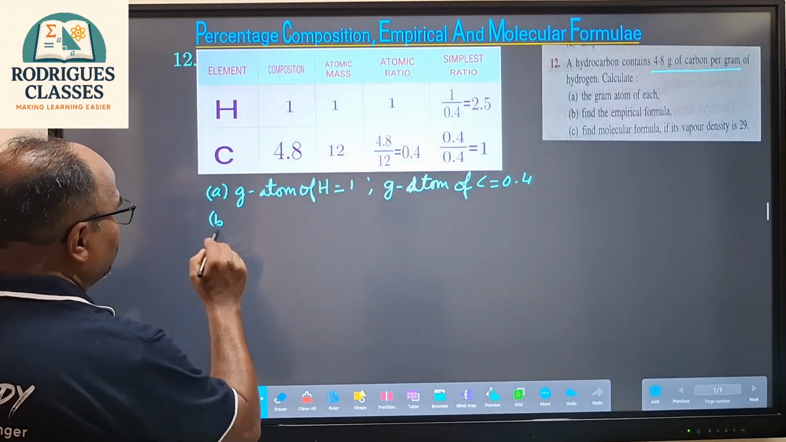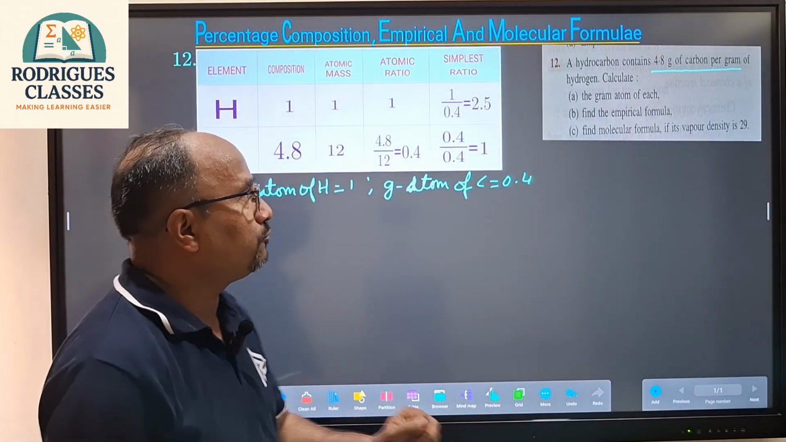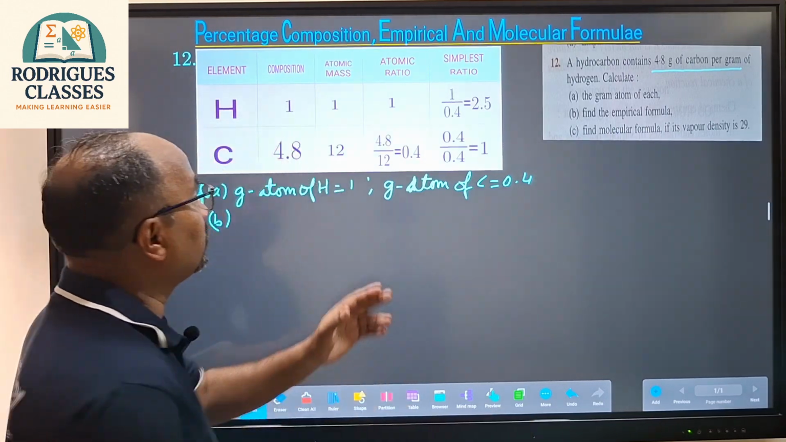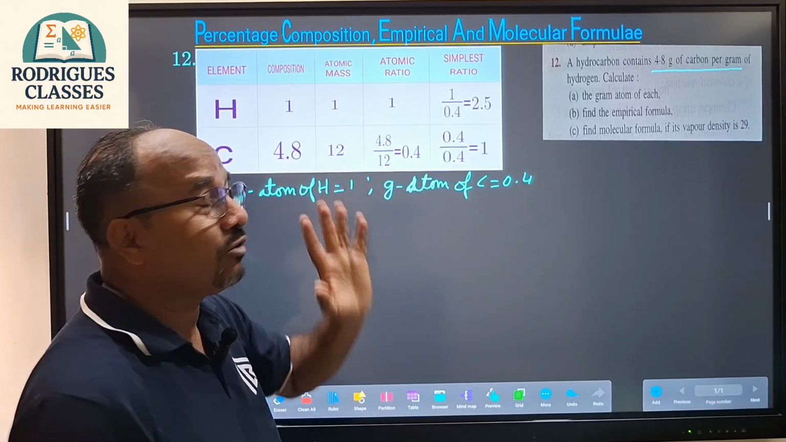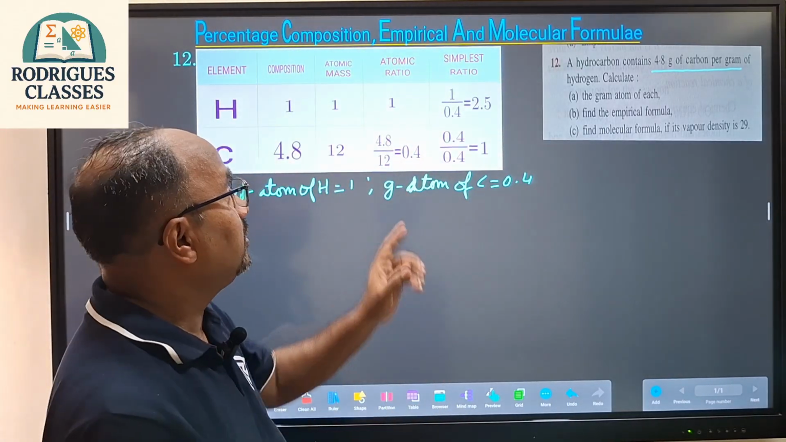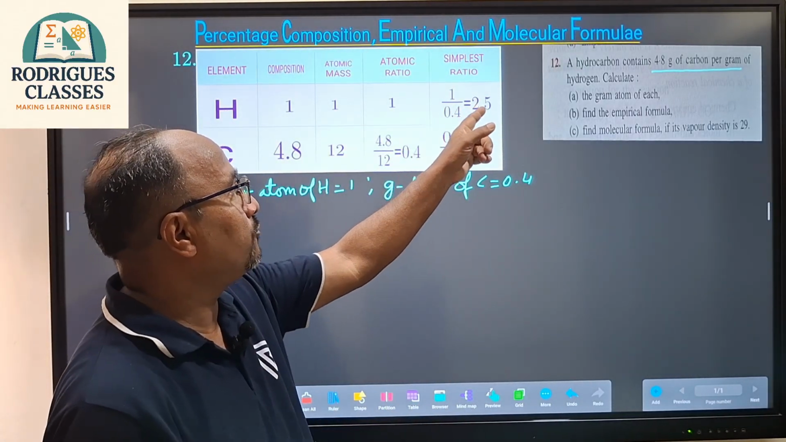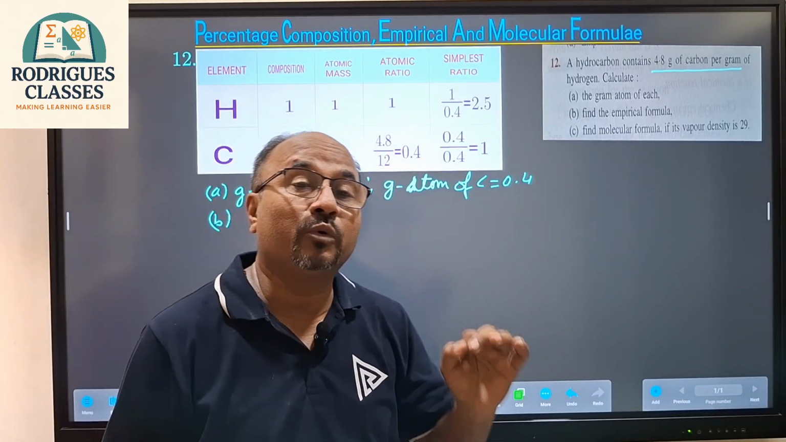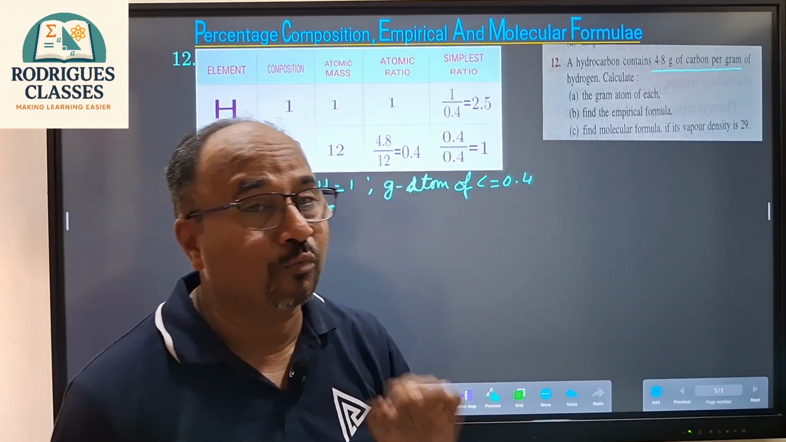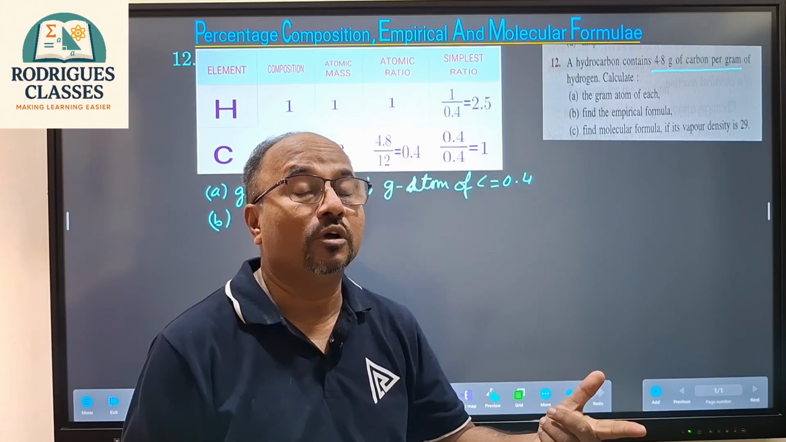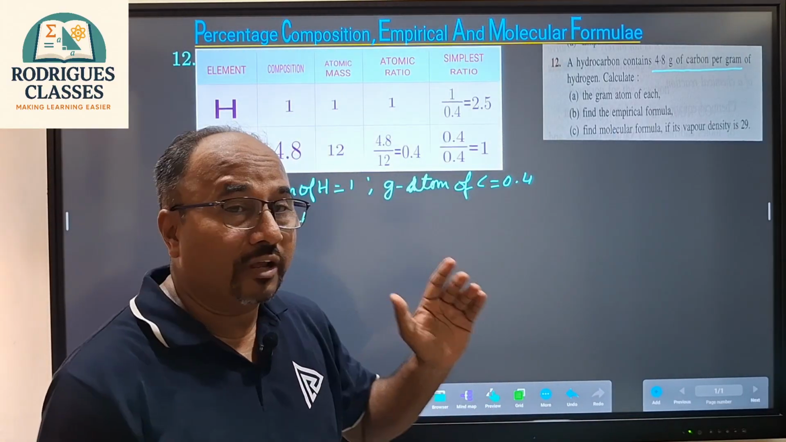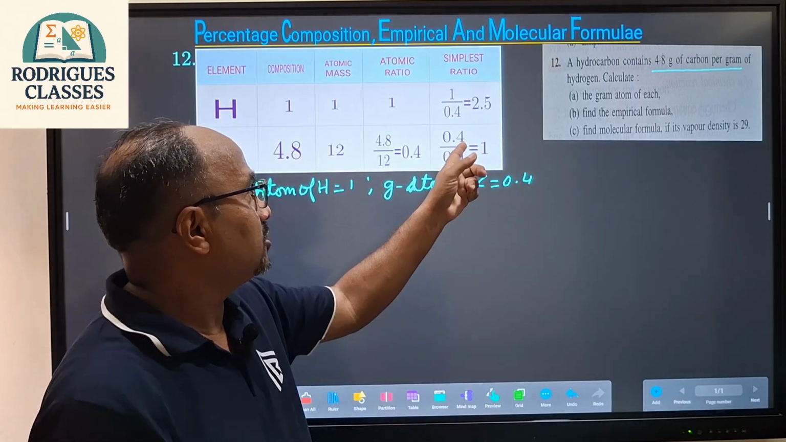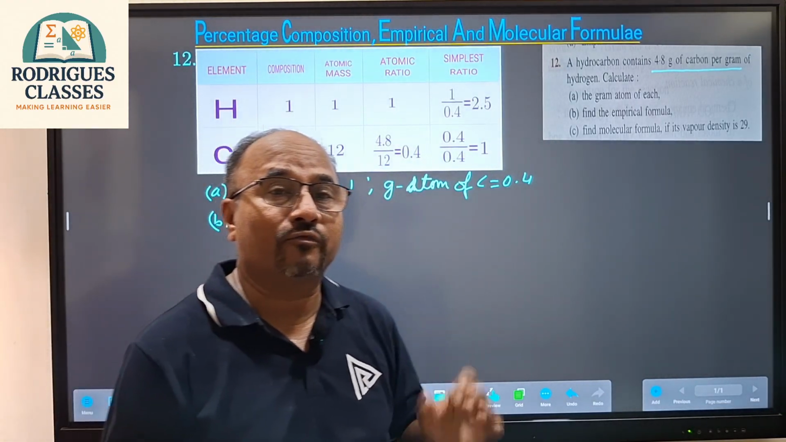So now we will go to find the empirical formula. For that, the atomic ratio we have got is 1 and 0.4. So 0.4 is the smallest one. Dividing 1 by 0.4 we get 2.5. Now we are getting exactly 2.5, so you cannot go to 3 or come back to 2. So what has to be done, we will see. 0.4 divided by 0.4 is 1.